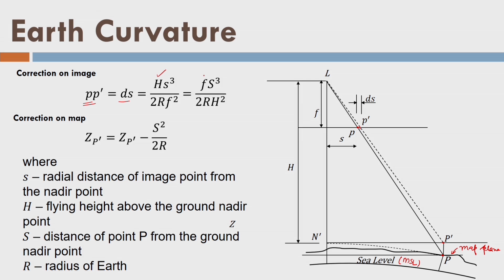This is flying height, focal length, s is this distance from n dash to p dash, and r is radius of earth. So, that is the correction we have to calculate to correct our image. On the other hand, we have another way. Why can't we correct our map itself? Because P point is imaged correctly. There is no problem with the point P as far as earth curvature is concerned.